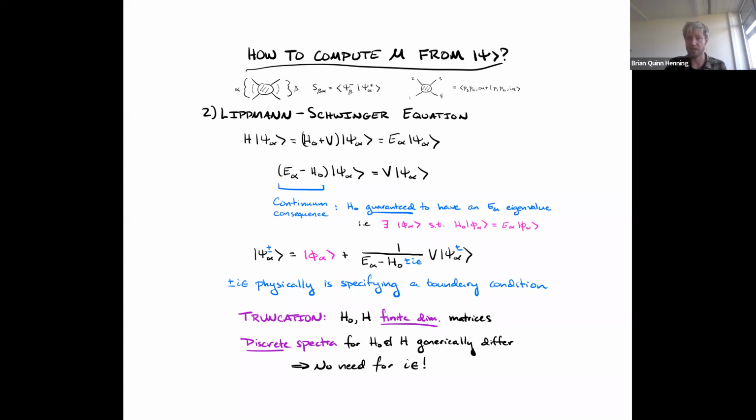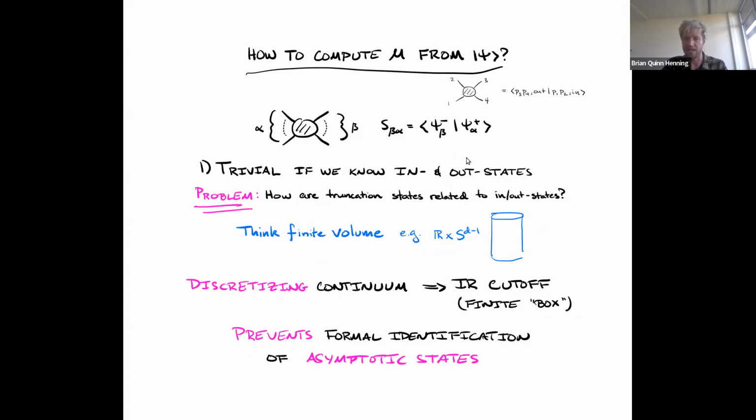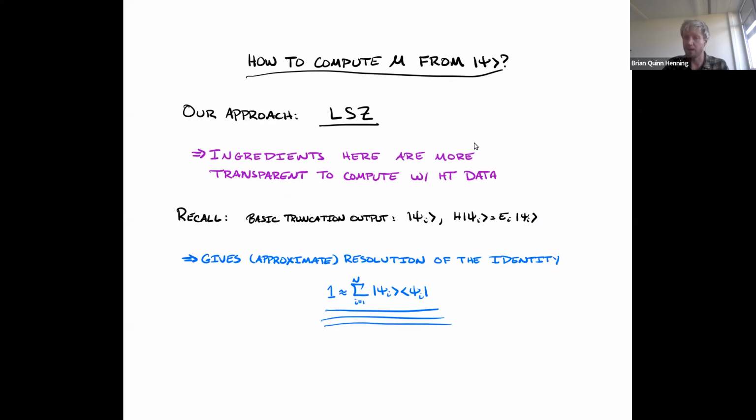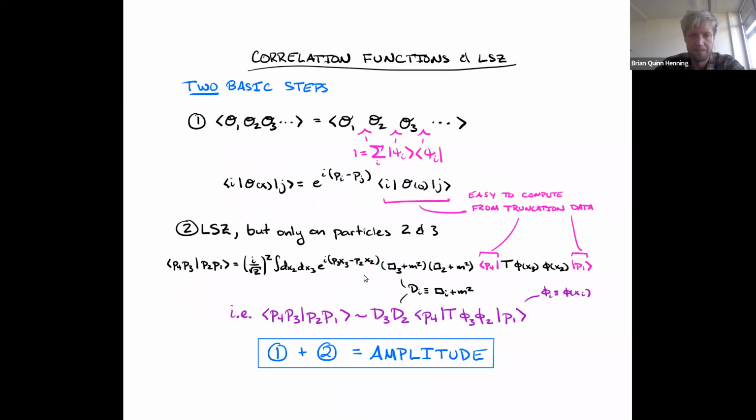So instead of going with this picture of in and out state overlap, we have another option. What we learned in field theory is to compute S matrix elements from correlation functions via the LSZ procedure. That's what I'm going to explain now. What I want you to start getting in your mind is that one of the outputs of truncation is this resolution of the identity. It's an approximate resolution of the identity because it's truncated at some value capital N.